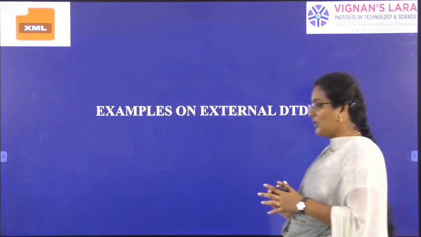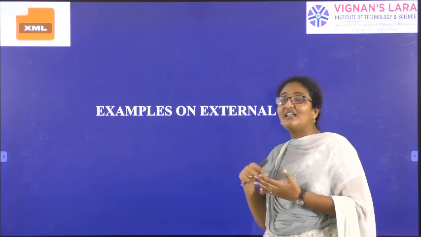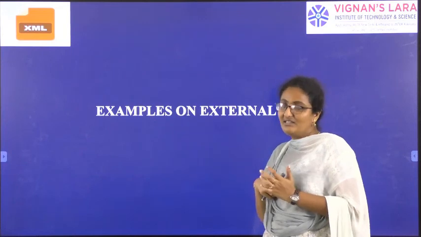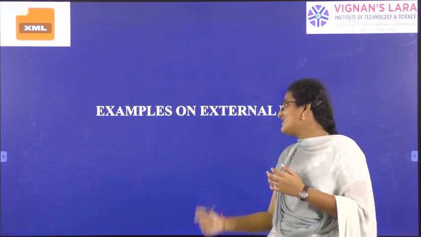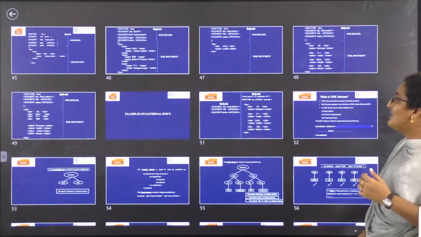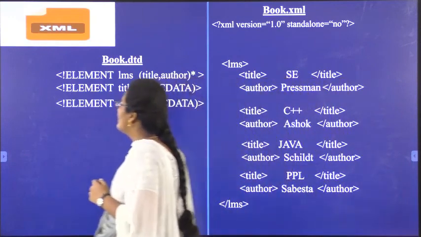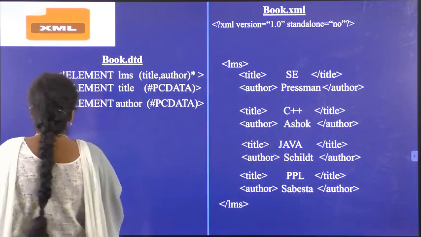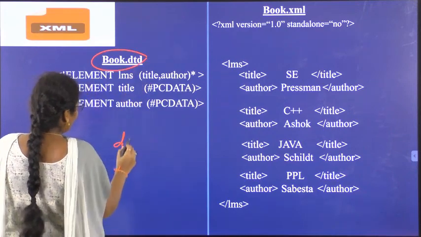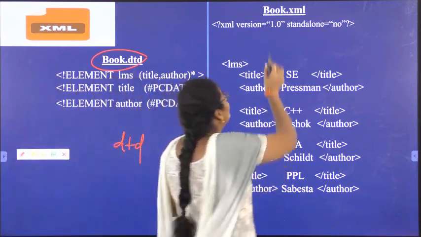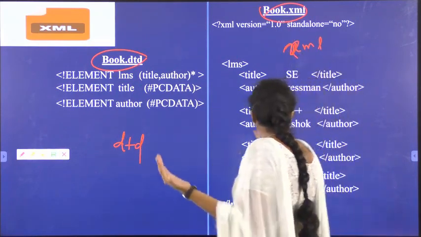As I already told you, if DTD is represented inside the XML file, that is internal DTD. If DTD is represented separately and linked with the XML file, that is external DTD. So what is the example for external DTD? See here, book.dtd is the DTD file. Book.xml is the XML file. We need to link these both.